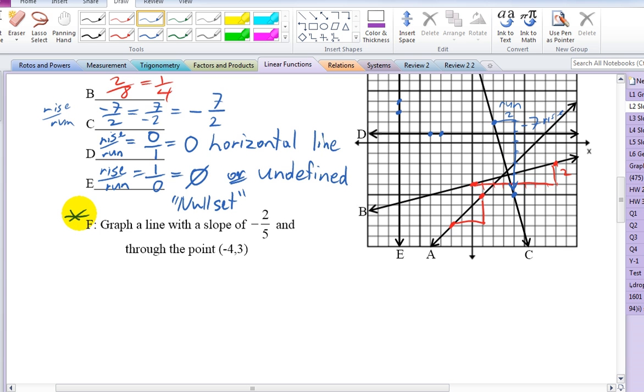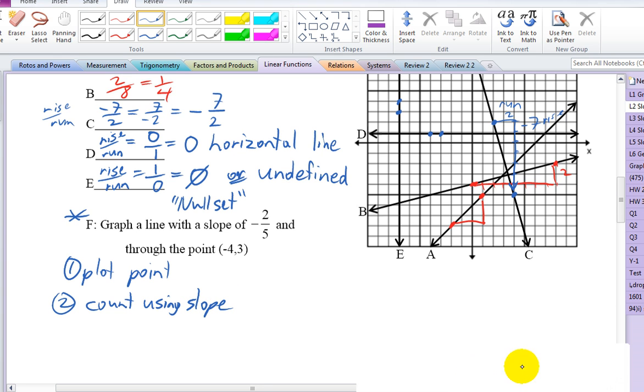Okay, so star this. You'll see that on a quiz, you'll see it on a test. I guarantee you it is a classic. So first thing you want to do, number one, is plot the point. Number two, you want to count using the slope. And when you're counting using the slope, you have to assign your negative sign to the top or the bottom.